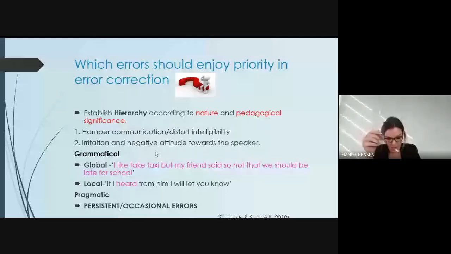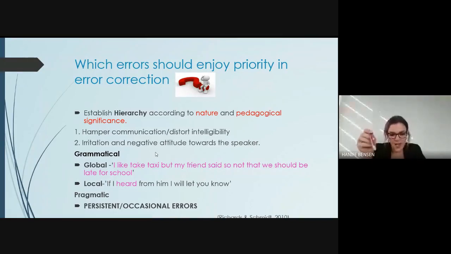Look at the example, so not late for school. As you can see, we cannot understand anything from this sentence. So we call these global errors. In contrast to global errors, there are local errors, and it's an error in the use of an element of sentence structure which does not cause problems of comprehension. So if we look at the example, if I heard from him, I will let you know.